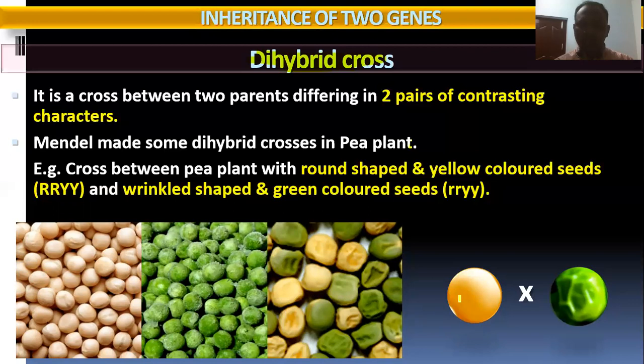See how that looks. This seed is exactly round, and the color looks yellow. But this seed is somewhat wrinkled, not exactly round, and its color is green. By selecting two pairs of contrasting characters, he did hybridization. That hybridization you can call a dihybrid cross. Why did he do a dihybrid cross? To study the inheritance of two genes.